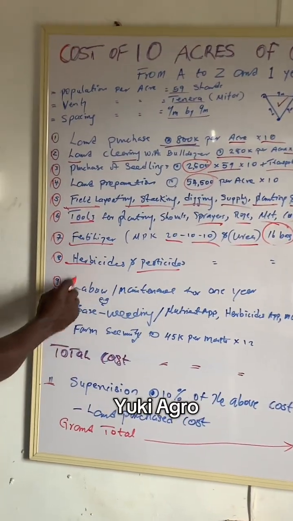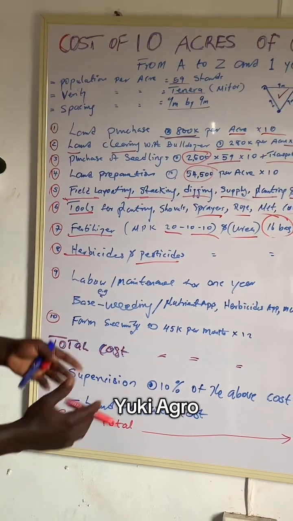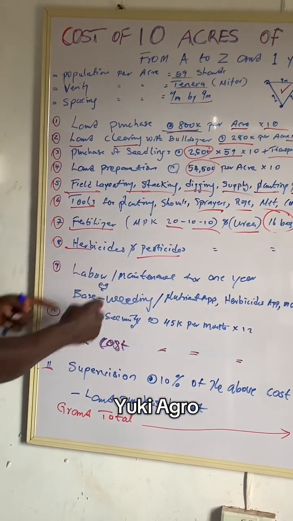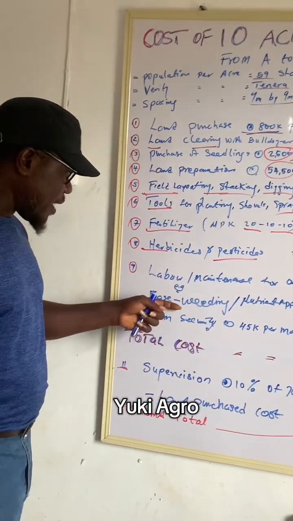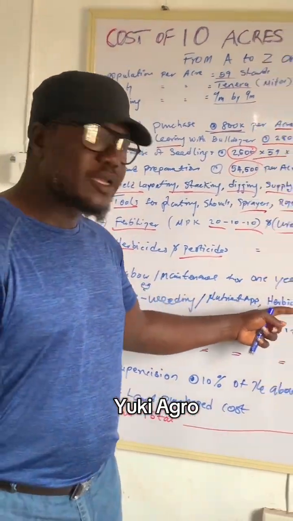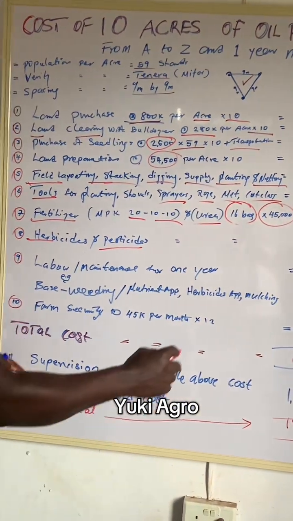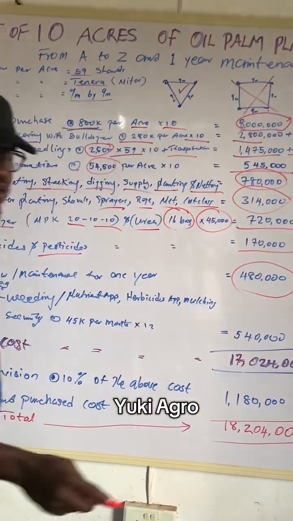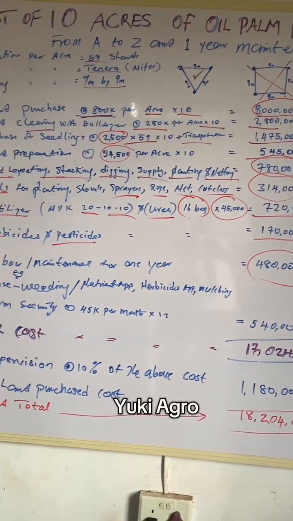Then quickly, the labor to do all these activities. The labor for all these activities, you come down to labor maintenance for 1 year, including the base weeding, nutrient application, herbicide application, mulching, and the rest of them. Then all the labor will cost you 480,000 naira for 1 year.